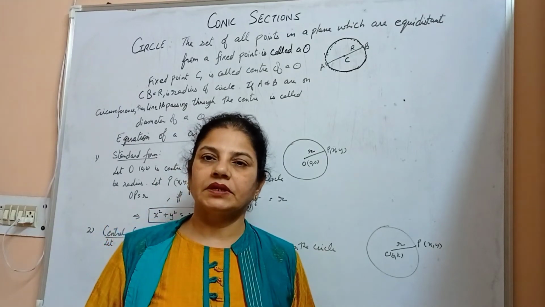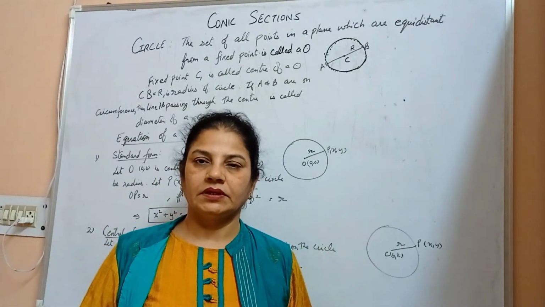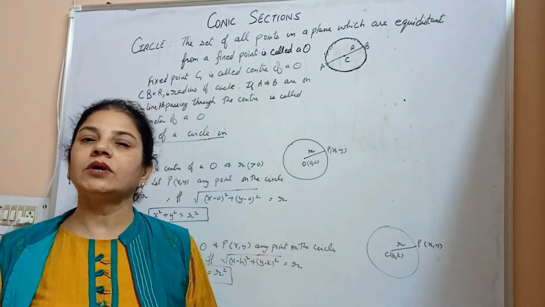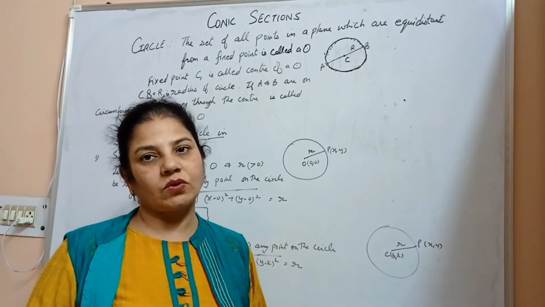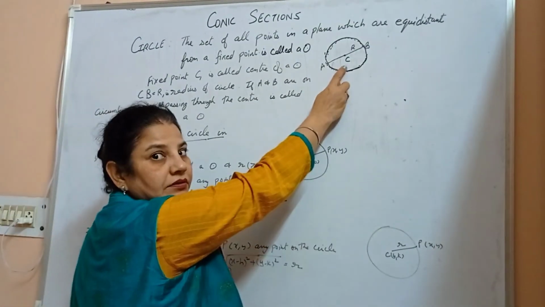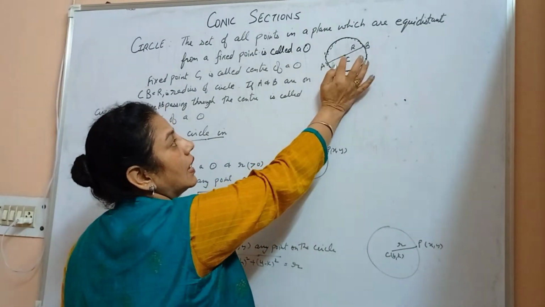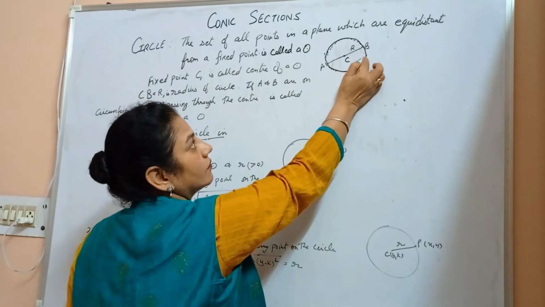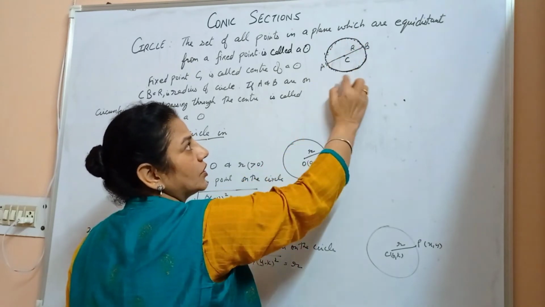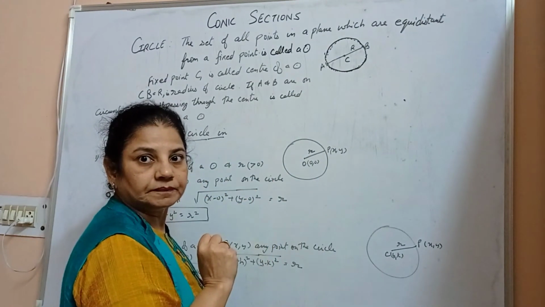Conic section, circles. A set of points in a plane which are equidistant from a fixed point is called a circle. Now, let C be a fixed point, the center of a circle, and these are the points that are equidistant from the center. On joining these points, we form the shape of a circle.